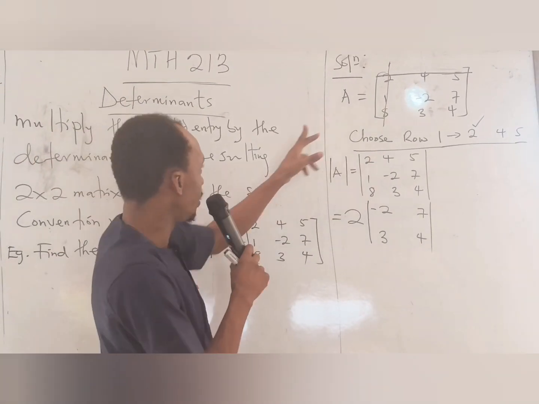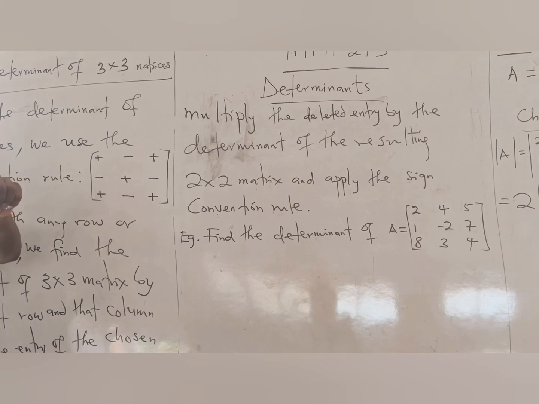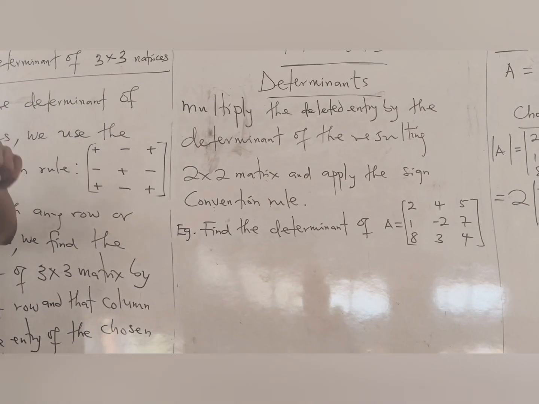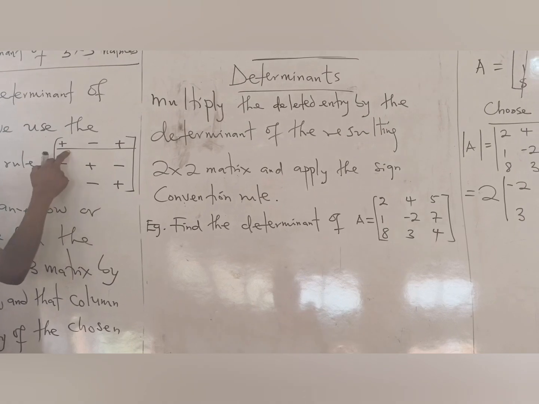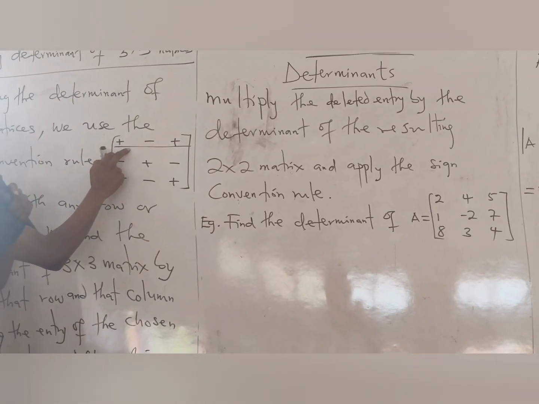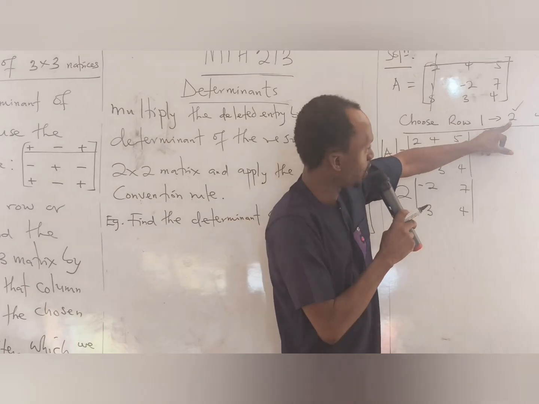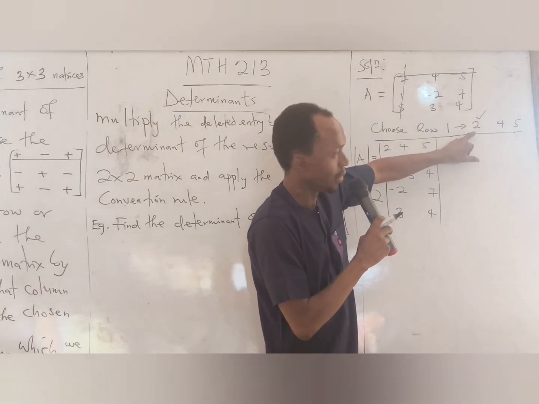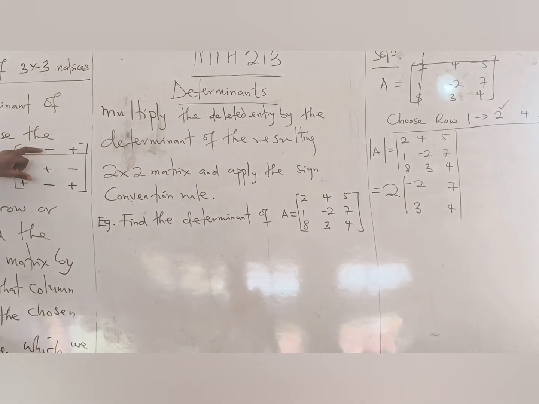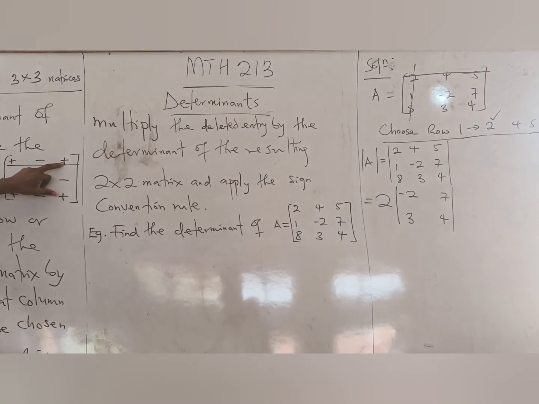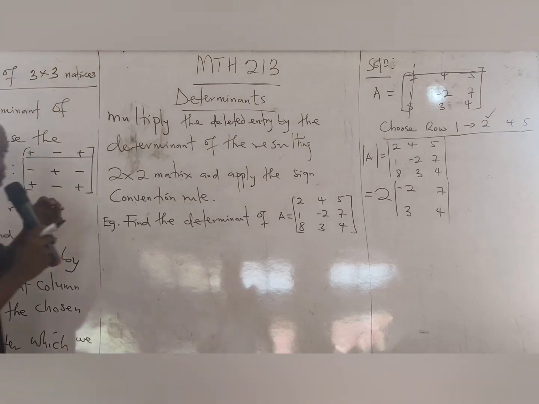What is our sign convention? This is our sign convention. We are taking row 1. What is row 1 of this sign convention? Is it not this sign? Yes. So which one do we pick? We pick the first one. There are 3 here, 1, 2, 3, and here too, 1, 2, 3. So we are picking the first one. The first one is plus.